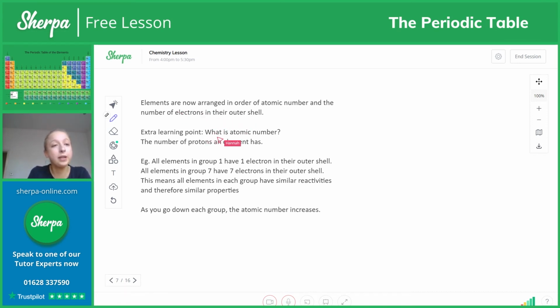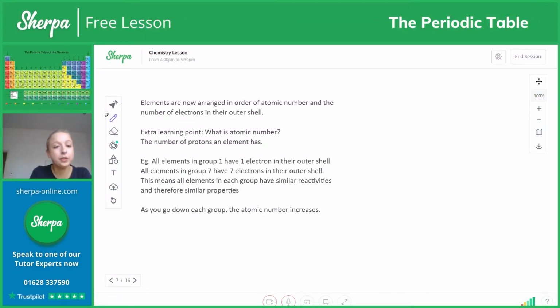So atomic number is the number of protons an element has. If you remember that diagram I just drew, in the middle you've got the nucleus, you've got protons and neutrons. Atomic number is the number of protons in that nucleus, and it is the same as the number of electrons which are in the outer shells.